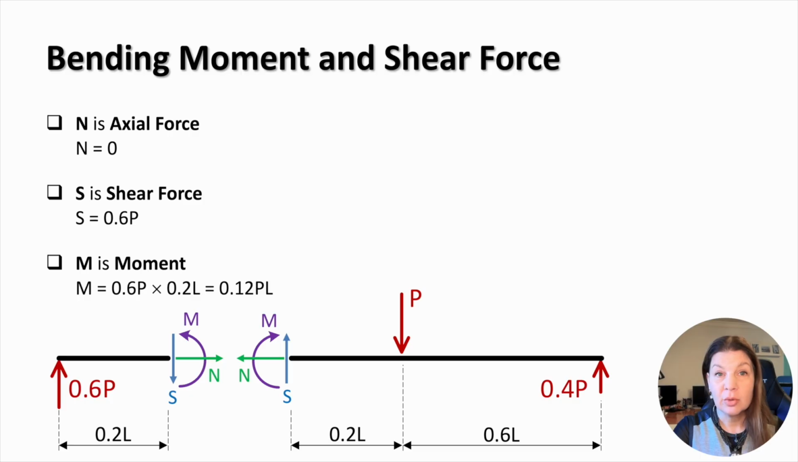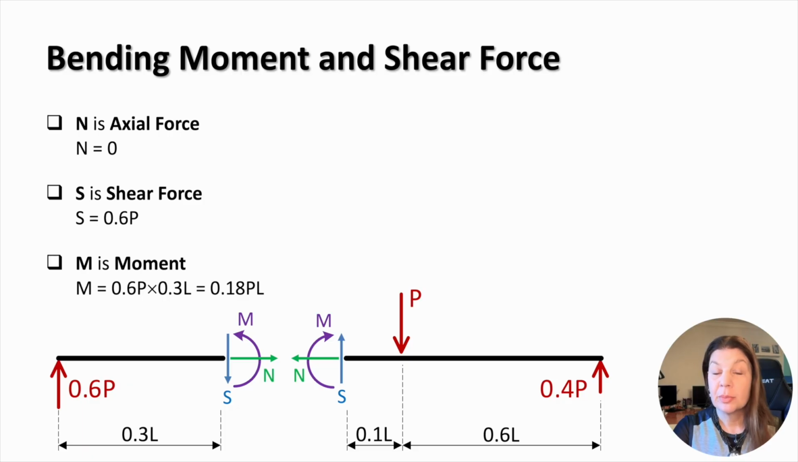In the cross-section considered, we can see that in the horizontal direction there are no forces, and therefore from equilibrium, the axial force N is 0. In the vertical direction, and for the selected direction of the shear force S, the sum of vertical forces on the left part of the beam gives us a shear force equaling 0.6 P. And for the selected direction of the bending moment M, the sum of moments in the left part of the beam about the point of the cut gives the internal moment of 0.12 PL. Note the units, force times distance, for the moment.